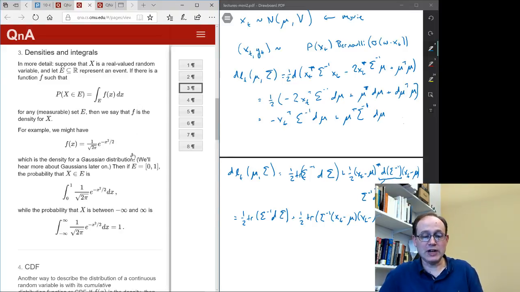So for example, for a univariate Gaussian distribution, the density is the expression we gave here: 1 over the square root of 2 pi times e to the minus x squared over 2. That's a univariate Gaussian distribution with mean 0 and variance 1. And what that means is that for any interval like 0 to 1, if we integrate this density from 0 to 1, we will get the probability that x is between 0 and 1 if we sample it from a normal distribution.